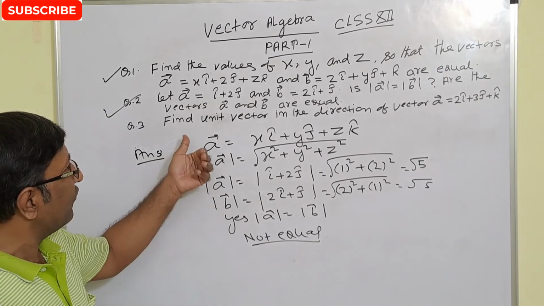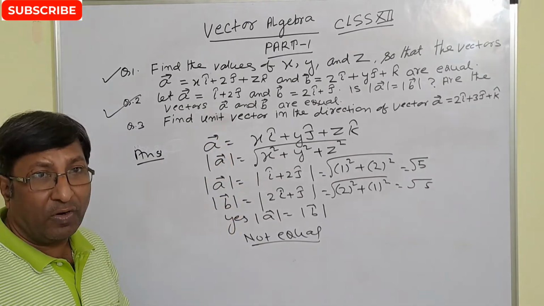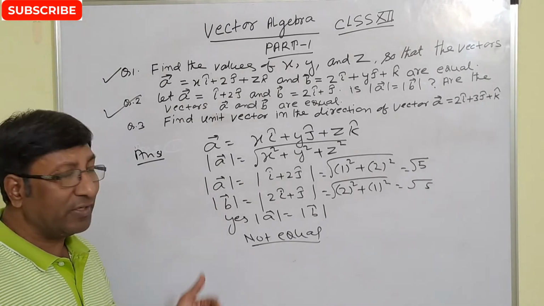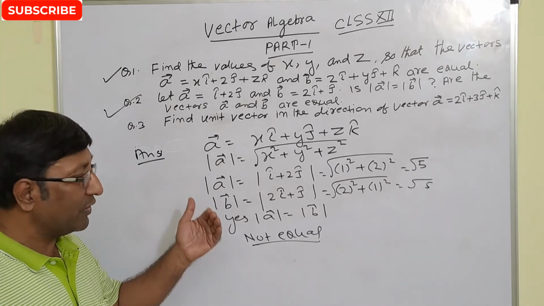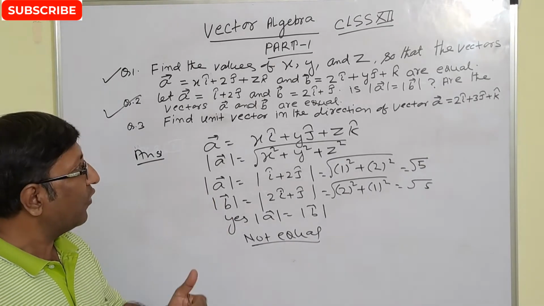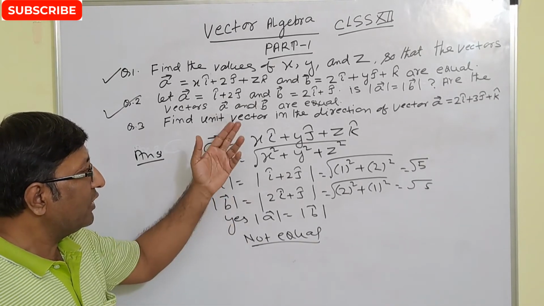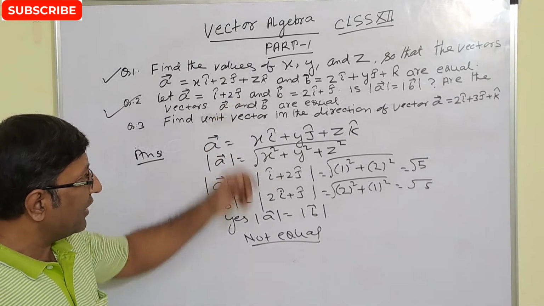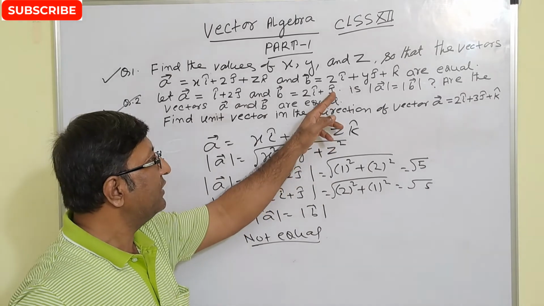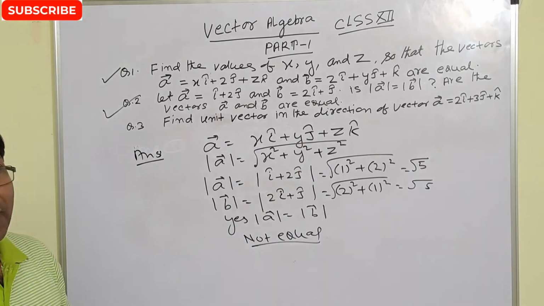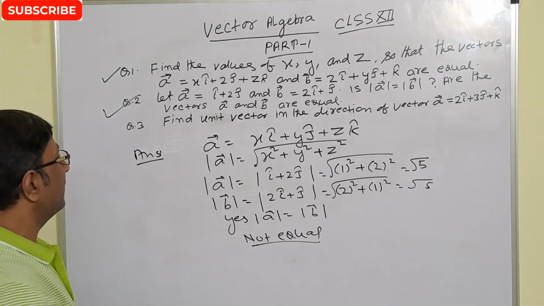But the next part is: are vector A and vector B equal? No, vector A and B are not equal because coefficient of unit vector i of the first vector and unit vector i of the second vector are not equal. In the same way, coefficient of unit vector j is 2 in the first vector and coefficient of j of the second vector is 1. So not equal. So vector A and B are not equal. Now see the third question.